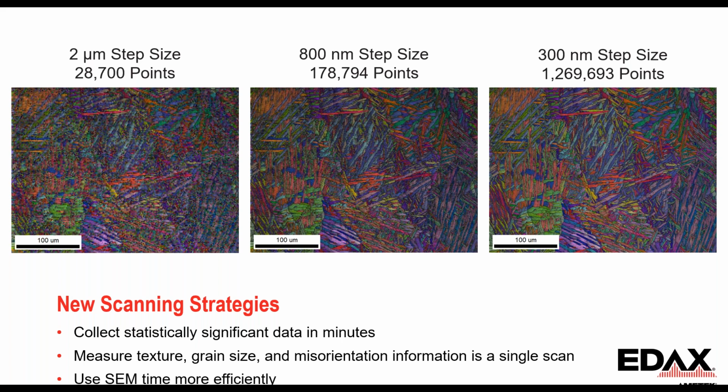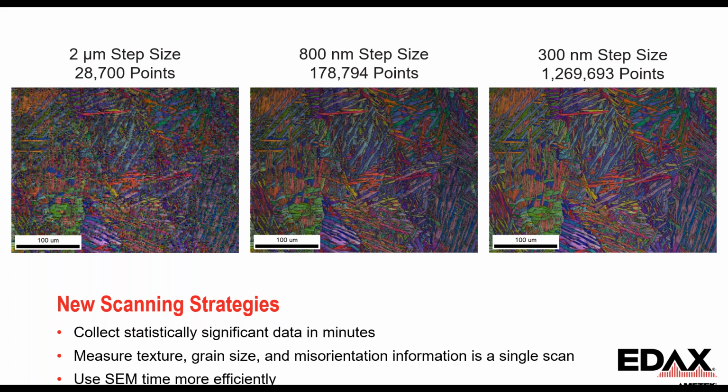So one of the big things I think we see with the Velocity Ultra and with just high-speed cameras in general is we can collect data faster, and it gets us thinking about what are the new scanning strategies we need to use for this. And this is a little example here. This is from a titanium alloy, and it's looking at the same field of view but at different step sizes.